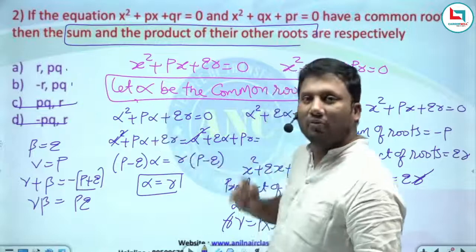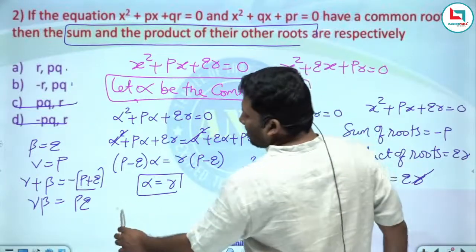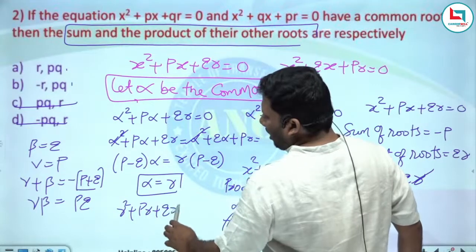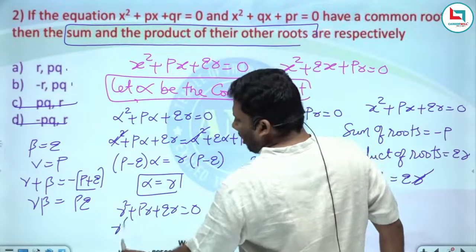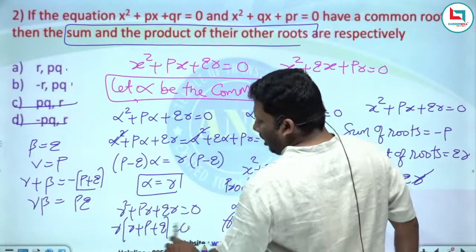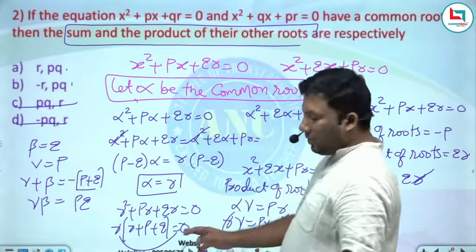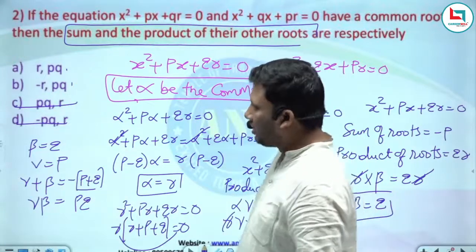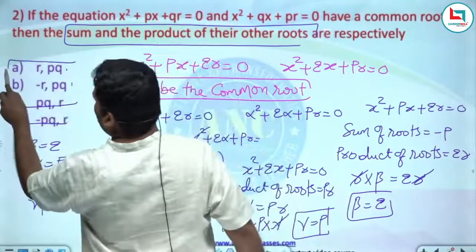Let us convert. Wherever alpha is there, it is R square. R square plus PR plus QR is equivalent to 0. Taking R common, R plus P plus Q is equivalent to 0. R is one root, so P plus Q is equivalent to minus R. Minus into minus R plus R. The answer is R comma PQ.